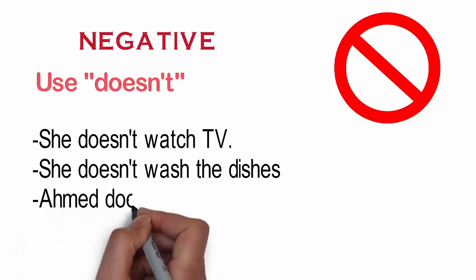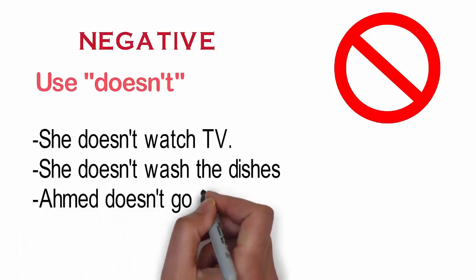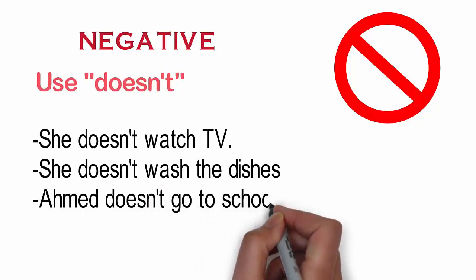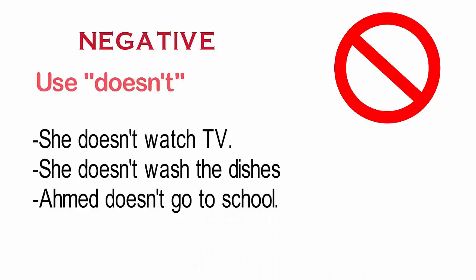As you can see, after doesn't, we just put the verb in the infinitive. By the infinitive, we mean the verb as it is, without anything at the end. We didn't say she doesn't watches, right? We said she doesn't watch. So after doesn't, remember to remove s, es, or ies. Just put the verb as it is.